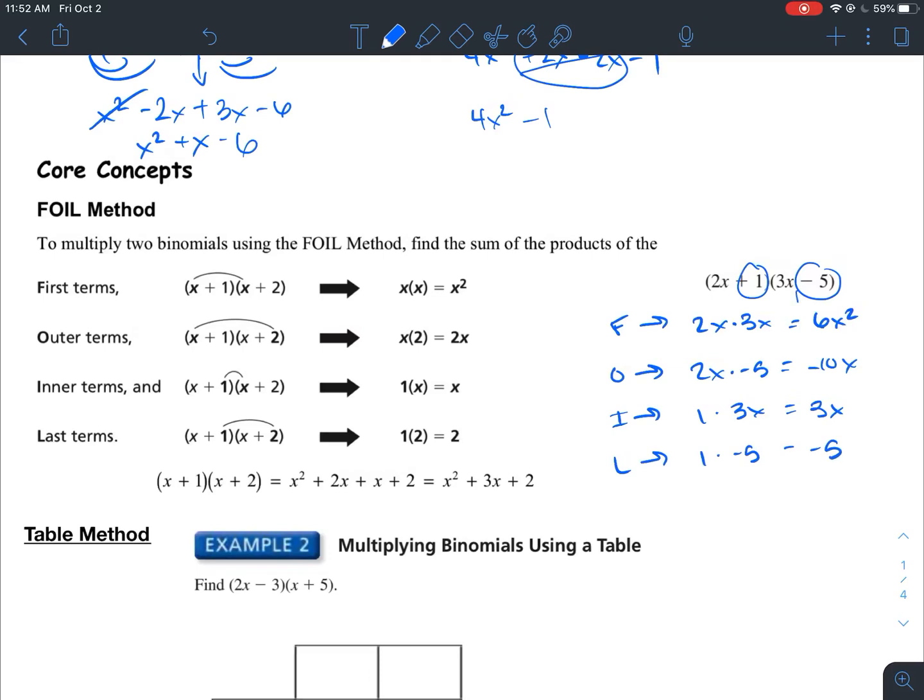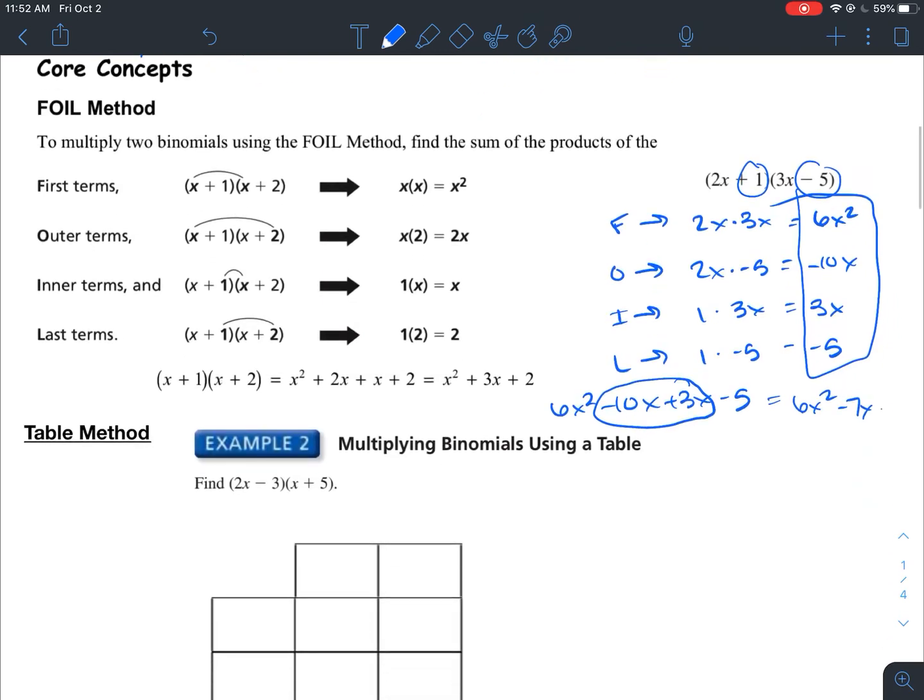Alright, now I take all of these terms right here and I add them together. So that's 6x squared minus 10x plus 3x minus 5. These two inner terms right here are like terms. So then this is going to be 6x squared, negative 10x and positive 3x is negative 7x. And then I have negative 5. So that is the answer right there. Okay, so that's the FOIL method.